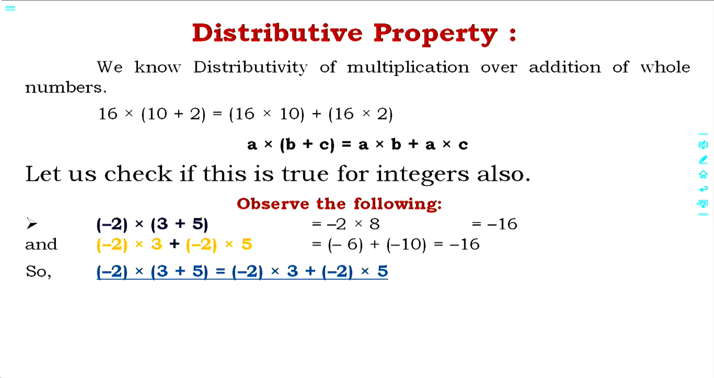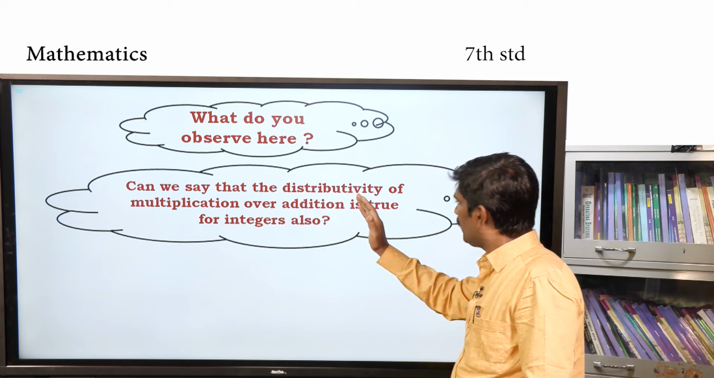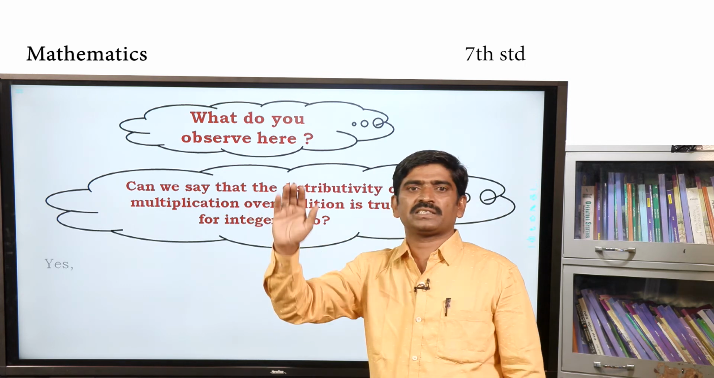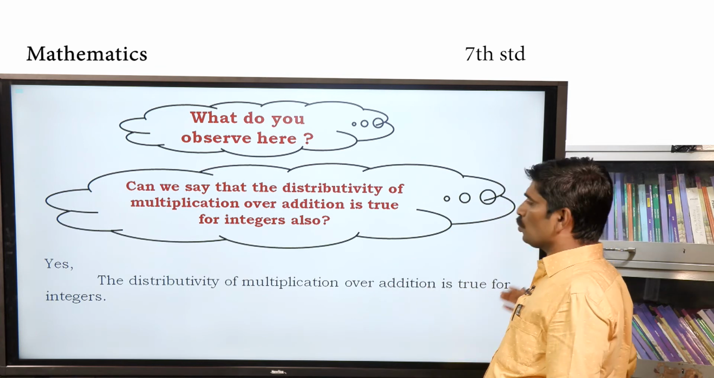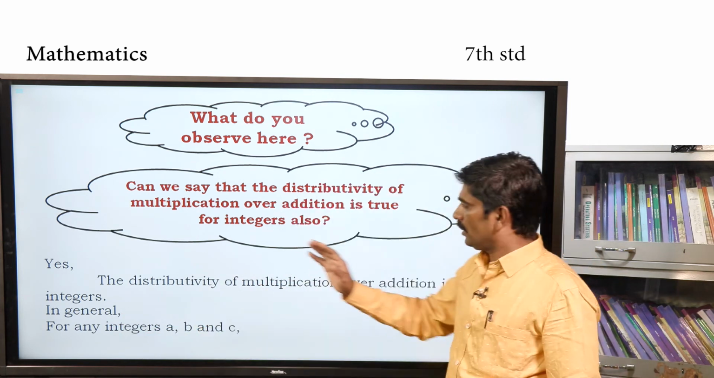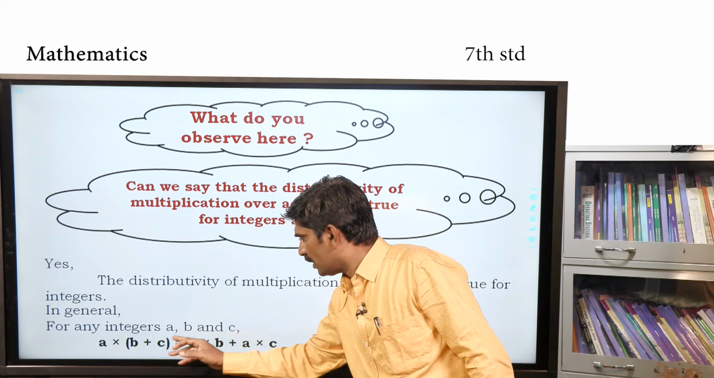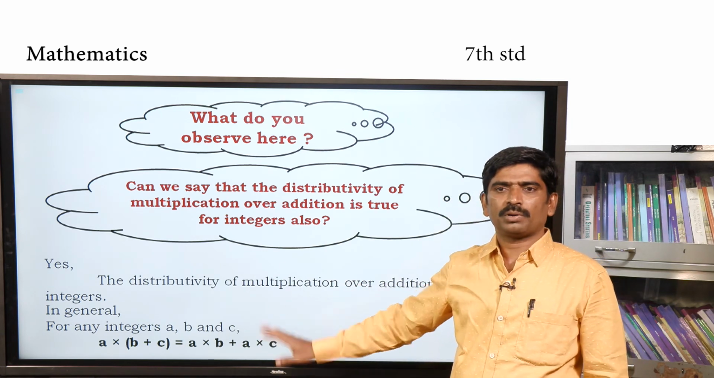Okay, observe the following. What we observe here? Can we say that the distributivity of multiplication over addition is true for integers also? Yes, it is true. The distributivity of multiplication over addition is true for integers. In general, for any integers a, b and c, a into (b plus c) is equal to a into b plus a into c. This is called distributive property.